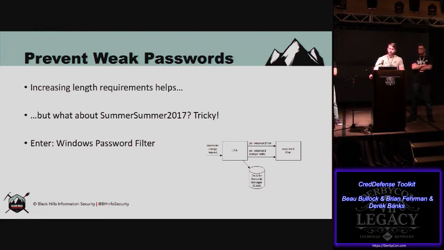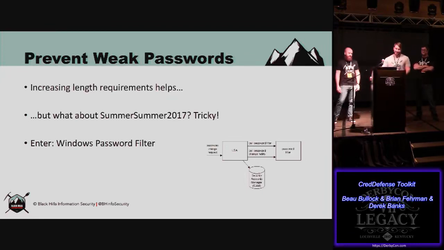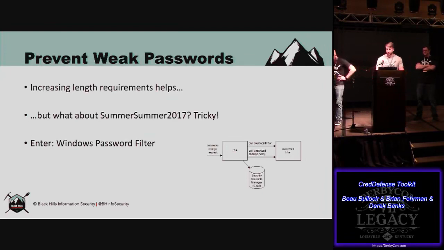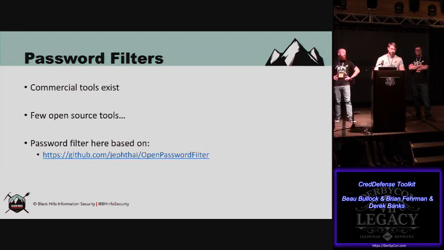But what about users just doubling down? Like, oh, summer 2017 doesn't work. Well, how about summer 2017 with an exclamation point? You can do things like that. So how do we get rid of that? Well, there's the Windows password filter tool. And there's a little graph on the process for what happens when you change your password.